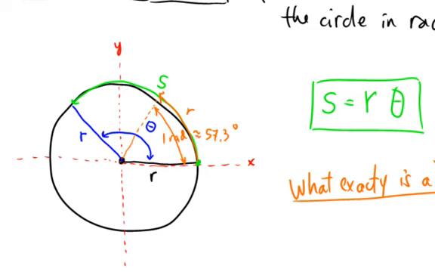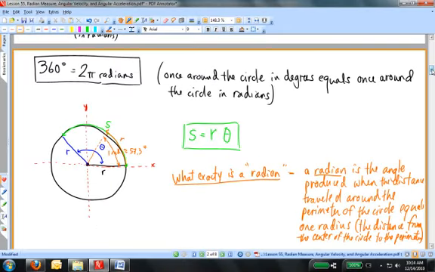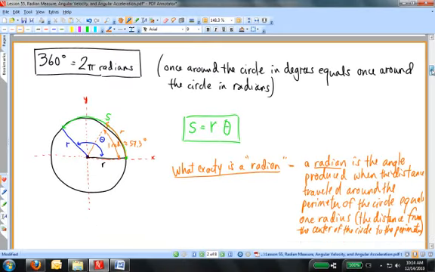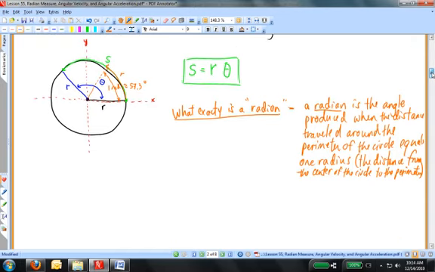One thing you'll probably want to do from time to time is to convert between angles in degrees and angles in radians. And your conversion factor, 360 degrees is equal to 2 pi radians, will be the way to go with that. So let's just do a quick example here.